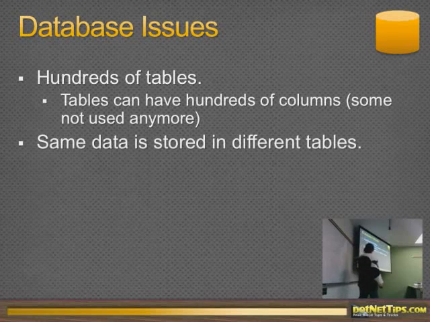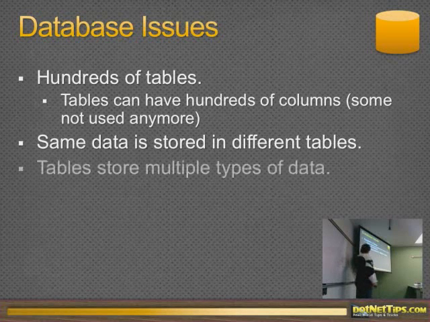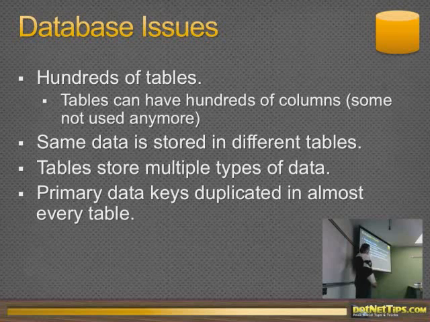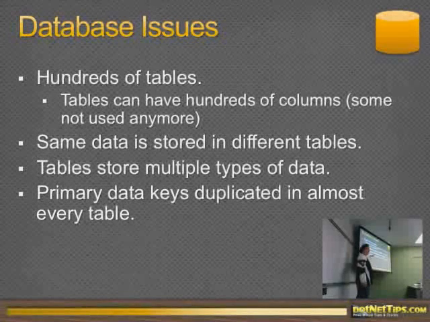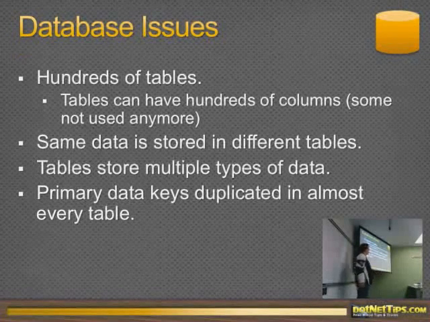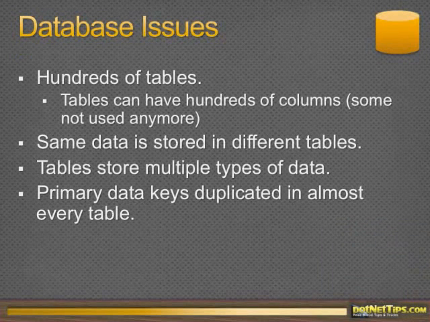Some data is stored in different tables. We kind of talked about how all the data is all mixed up. Multiple types of data stored in one table, talked about that. Primary keys duplicated in almost every table. I've designed databases for a long time and I've never seen anything so bad. And so this really becomes an issue, especially when you want to implement a good model on top of a crappy database. It makes it difficult. But I've solved probably 95% of the issues using any framework.